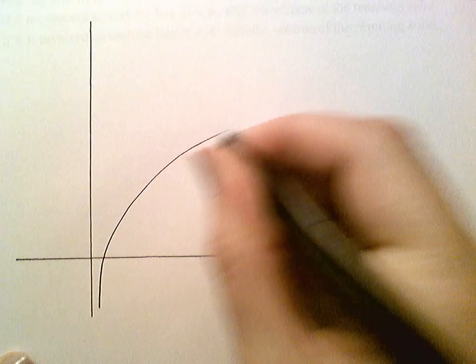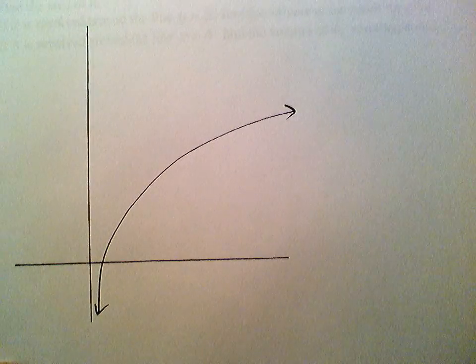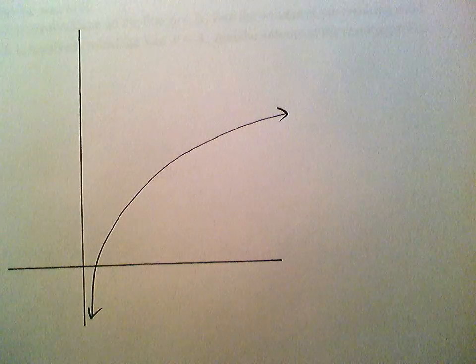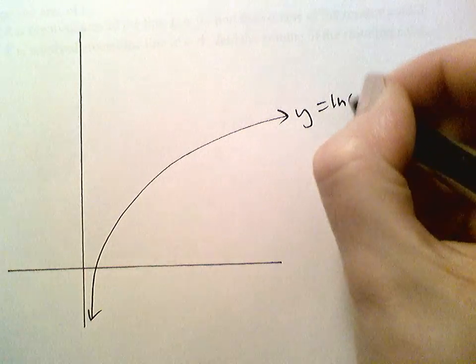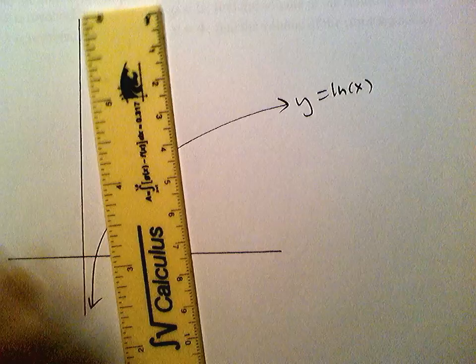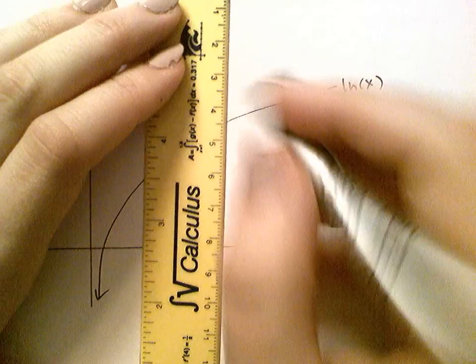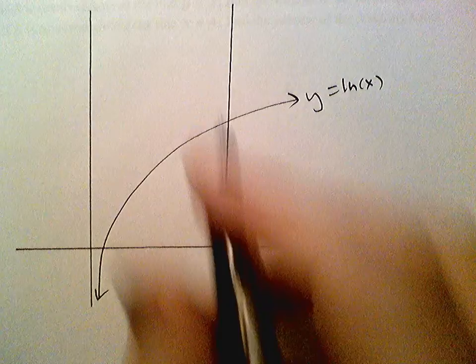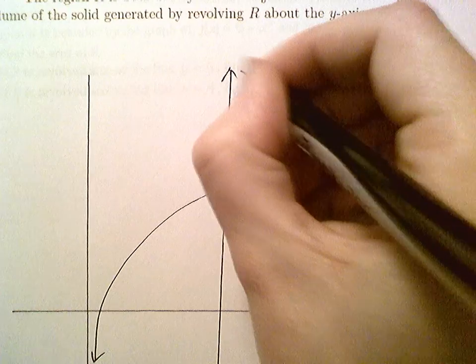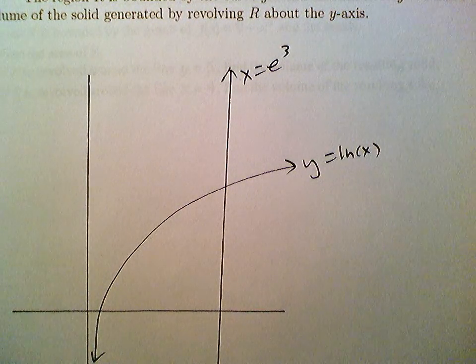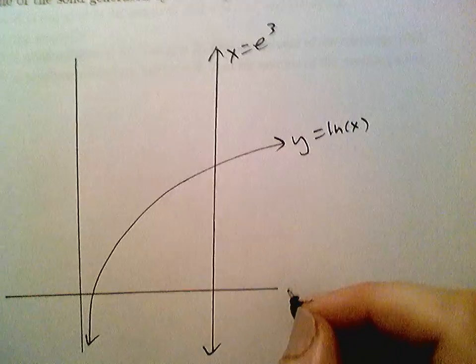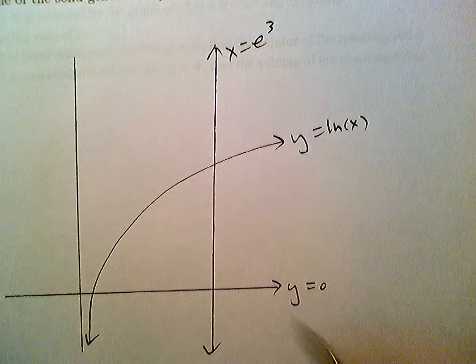Okay, so y equals natural log of x. That looks like that. Okay. e to the x equals e to the third. Okay, so this is y equals natural log of x. x equals e to the third. That's going to be a vertical line. x equals e to the third. And y equals 0. Okay, so right there.